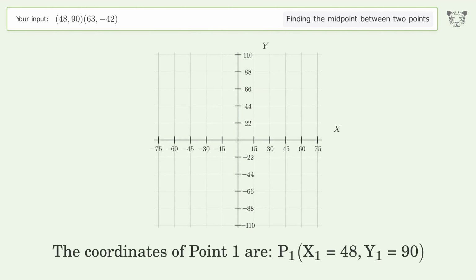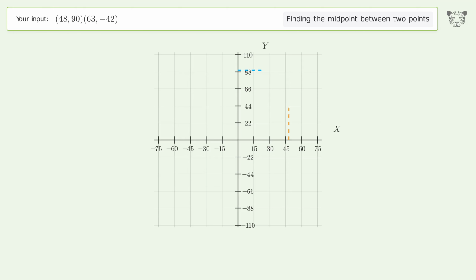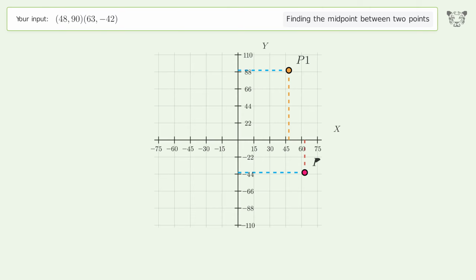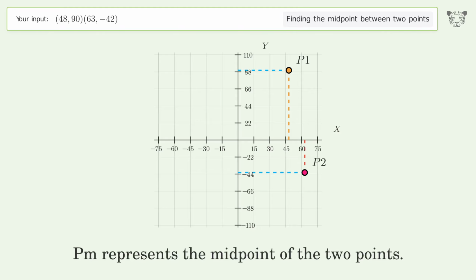The coordinates of point 1 are x1 equals 48, y1 equals 90. The coordinates of point 2 are x2 equals 63, y2 equals negative 42. PM represents the midpoint of the 2 points.